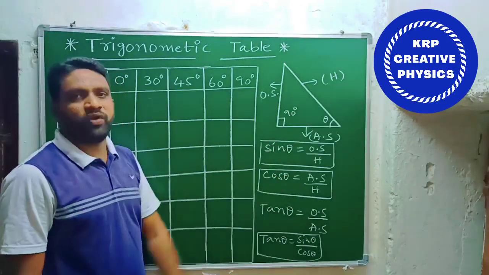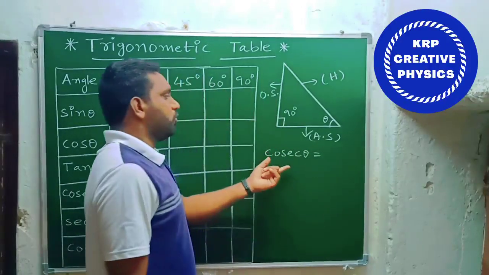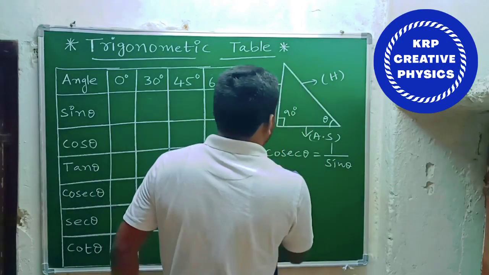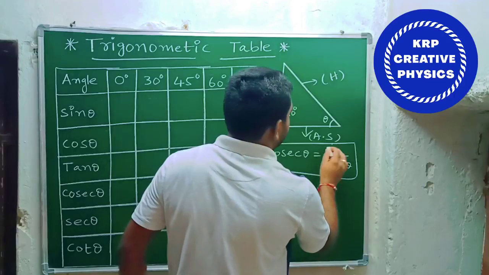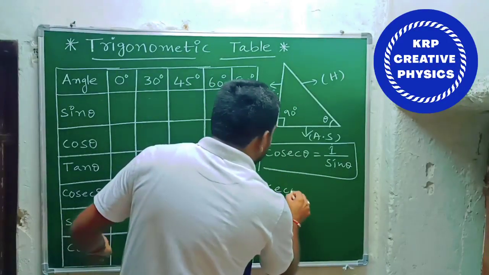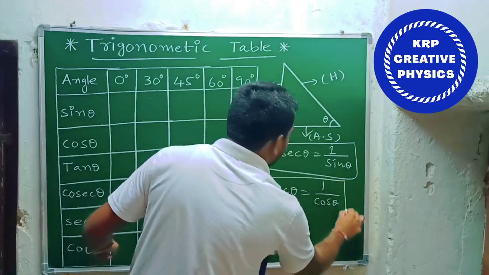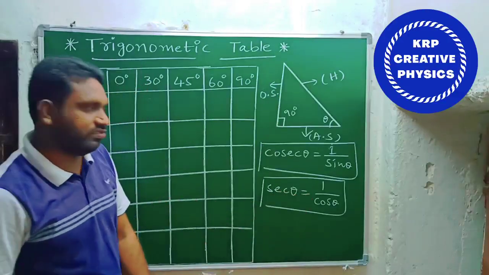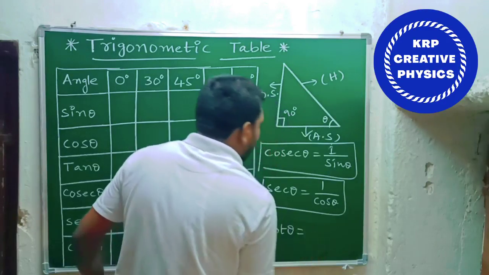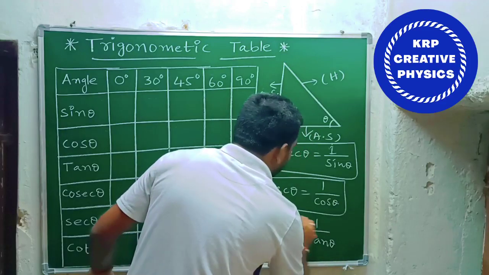Let's learn three more here. Cosec theta, what is that? Simple. Cosec theta is nothing but the reciprocal of sin theta. In this way you should remember. And what about the next one? Sec theta is the reciprocal of cos theta. And what about the last one here? Cot theta. Simple. Cot theta equals the reciprocal of tan theta.